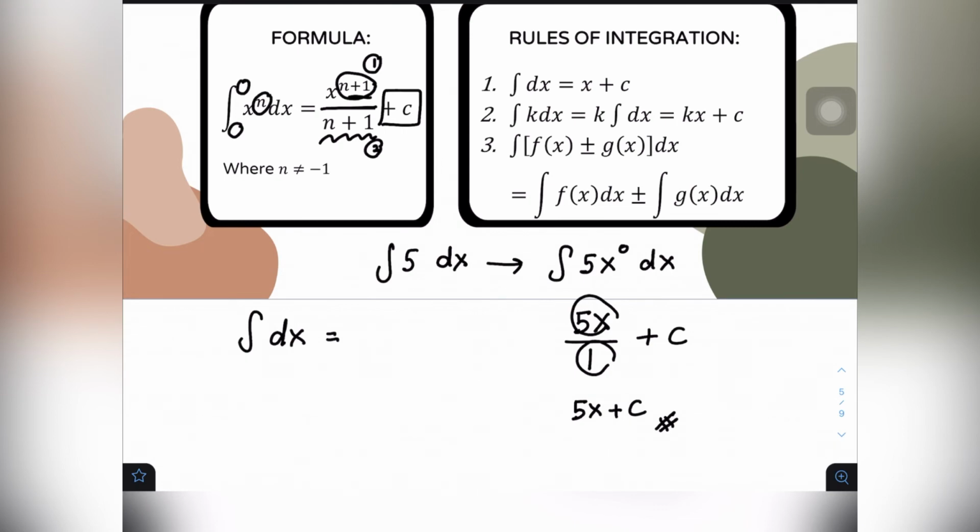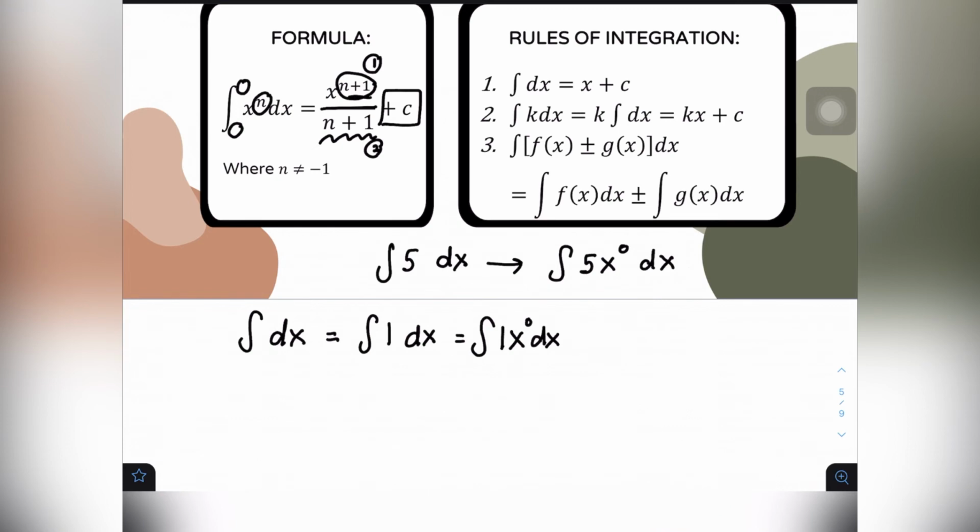Okay, that's why when you have been asked to integrate dx without any coefficient in front, you actually have been asked to integrate 1 dx. And remember, every constant has x behind it, but the x is to the power of 0. So you actually have been asked to integrate 1x to the power of 0 dx. So we use the same technique of integration for this, where we first plus the power with 1. So you have 1x to the power of 0, so it becomes 1x to the power of 1.